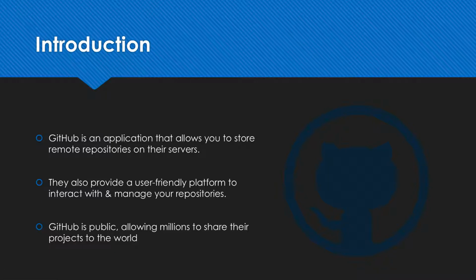So GitHub is, at its core, something that allows you to store your repositories on GitHub's shared servers. So it allows you to turn your local repositories into a remote repository. Now, obviously, anyone can create something like that, but what really sets GitHub apart is it gives you all of these opportunities and benefits and tools to interact with your repository in a user-friendly way. It's public. GitHub is a public platform, which allows millions of users to share their projects to the world and interact with them in a user-friendly manner. So that's what GitHub is at its core.